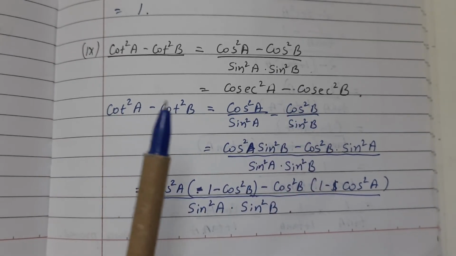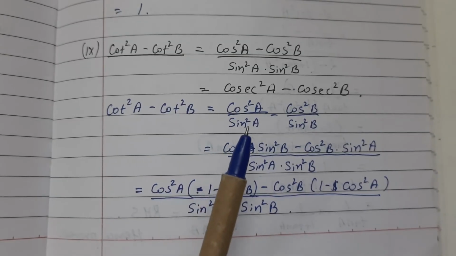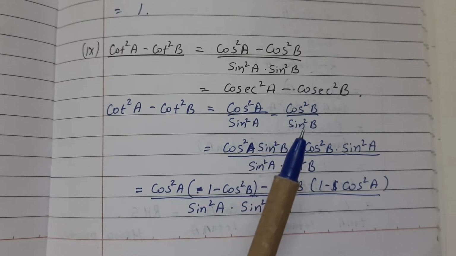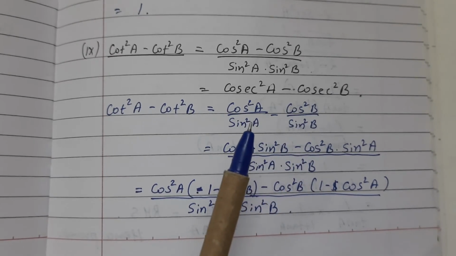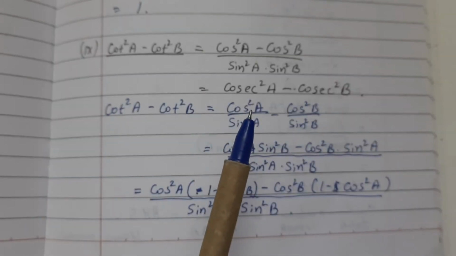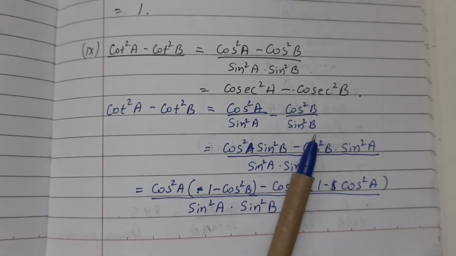cot square A minus cot square B is equal to cos square A upon sin square A minus cos square B upon sin square B. LCM of the denominator is sin square A into sin square B. Multiply and divide this term by sin square B. Multiply and divide this term by sin square A.